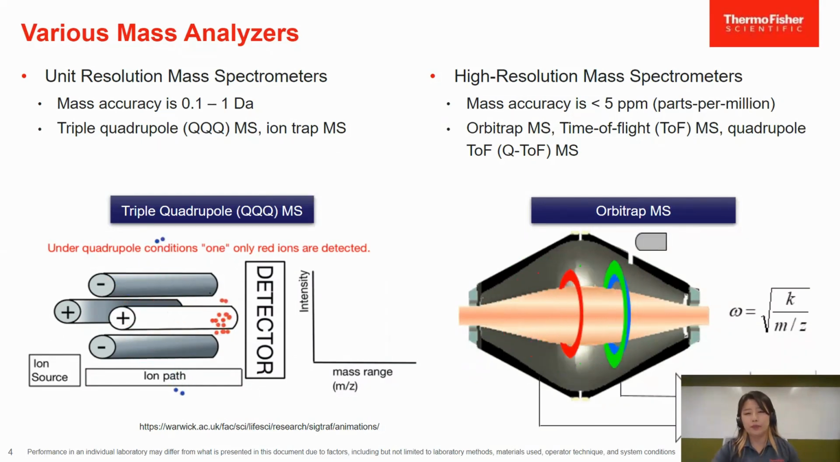The Orbitrap mass spec operates by oscillating ions through a cylindrical electrode. The m/z values of each analyte are recorded based on the harmonic oscillation, in combination with a Fourier transform.